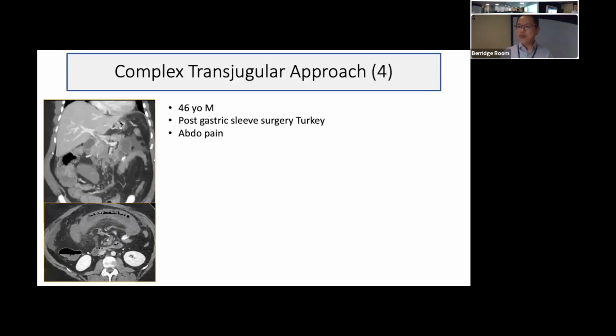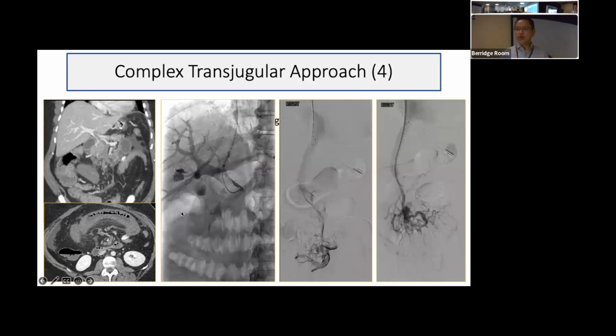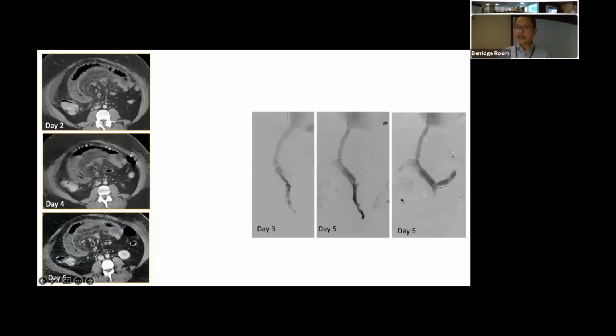Last on the transjugular approach, this is a fairly recent case, a 46-year-old post-gastric sleeve surgery from Turkey. We have seen this complication at least 3 times now in the course of over 1 year. Post-abdominal surgery, he presented with acute portal vein thrombosis. And you can see here the CT scan also shows mesenteric ischemia. So we did the TIPS here, clots here and SMV clotted, and lysis, etc.